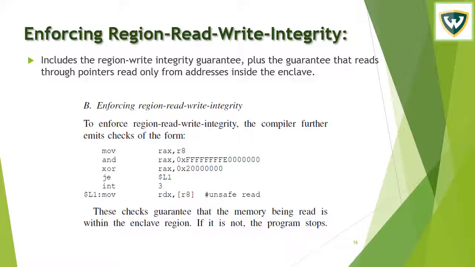So basically, as we can see, the compiler will add these assembly codes to check the memory that is read. It is inside the enclave region, and basically it will stop the execution if that memory tries to access another memory address which does not belong to the enclave trusted code.